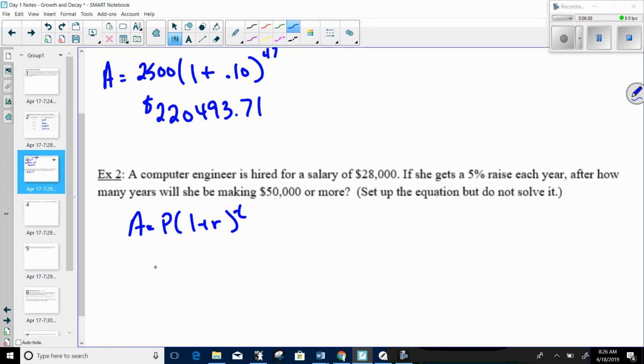So how much did we start with? We started with 28,000. And how much did we end with? We want to know when she's going to be making $50,000. So we put $50,000 as our ending amount. It would be 1 plus our raise is 5% per year. Move the decimal 2 places. Notice it's 0.05. You move the decimal 1, 2, and you add a 0 in there. And then it's raised to the T. We don't have the knowledge yet to figure out T. We will. So it just says set up the equation, but do not solve. There it is. We set up the equation. We didn't solve it. That's all you need to do.